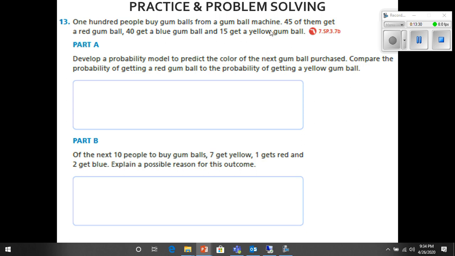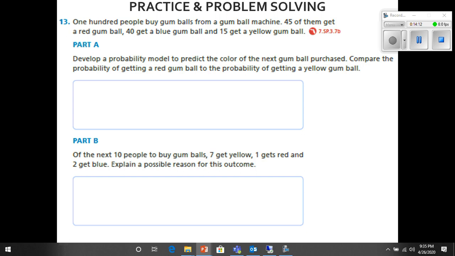Well, remember, we said 45 of them get a red gumball, and 40 get a blue gumball, and 15 get a yellow one. So when they ask to compare the probability of getting a red gumball to getting a yellow one, well, the probability of getting a red gumball would be 45 out of the total amount, and 15 would be yellow. What is the total amount? Well, 45 plus 40 is 85, and 85 plus 15 will be 100. So that means we got a 45 out of 100 chance.